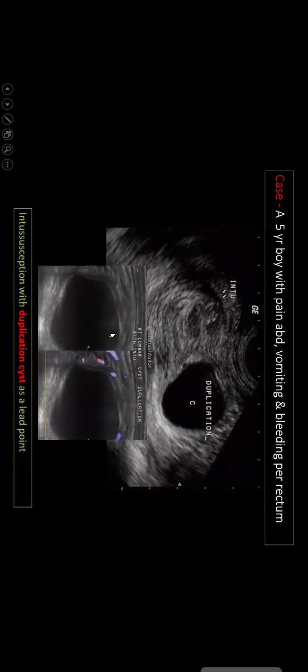Five-year boy with abdominal pain, vomiting, bleeding per rectum. This is a large intussusception. Very old slide, with a cystic lesion within it. I'm utilizing a transvaginal probe for the abdomen. On the high resolution probe, we can see the gut layer appearance, the gut signature. So this is a duplication cyst, which is the lead point in this patient leading to intussusception, and it is a surgical case.